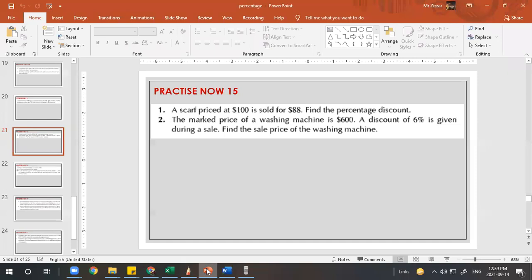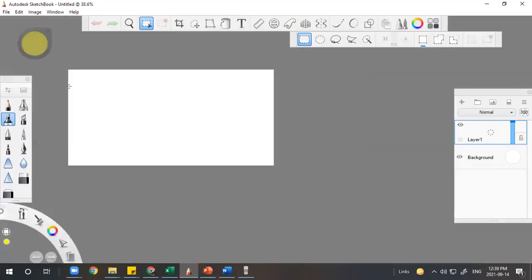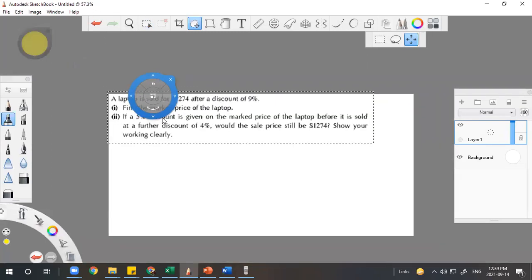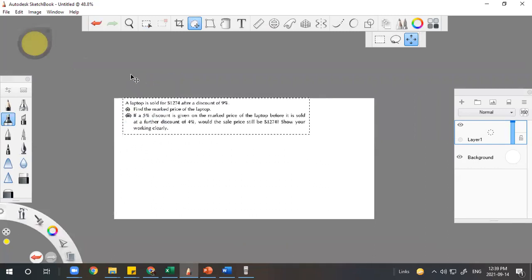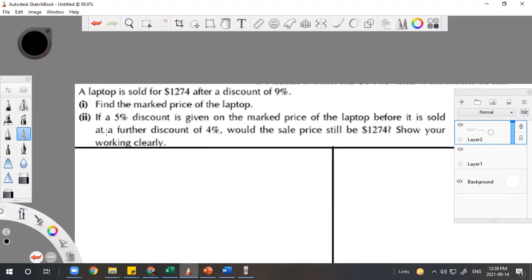Now, read the question properly. We have two conditions here. First, part 1. The laptop is sold for 1,274 after the discount of 9%.